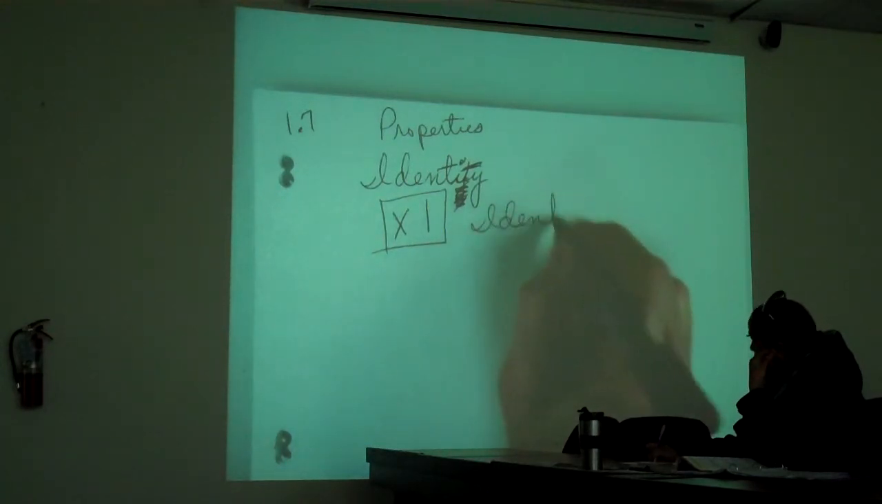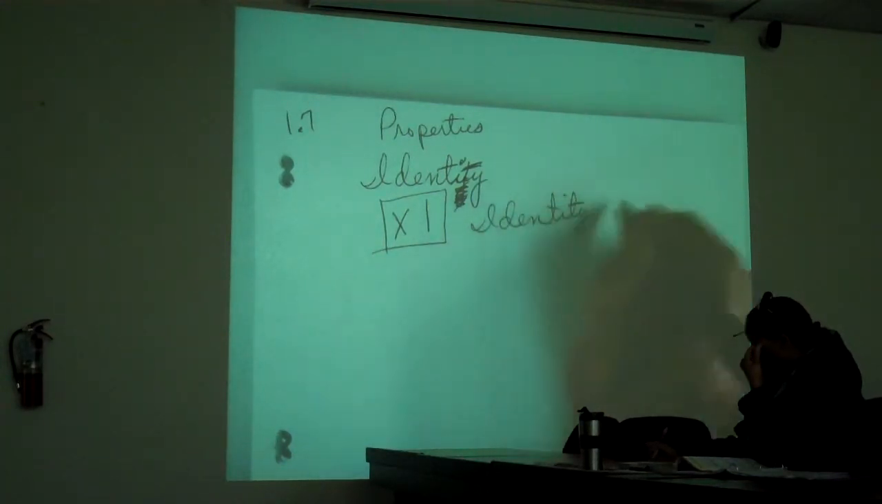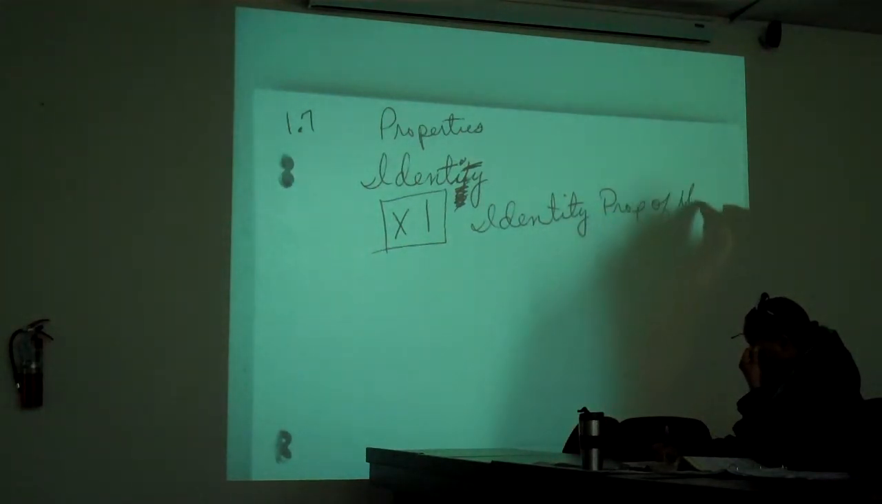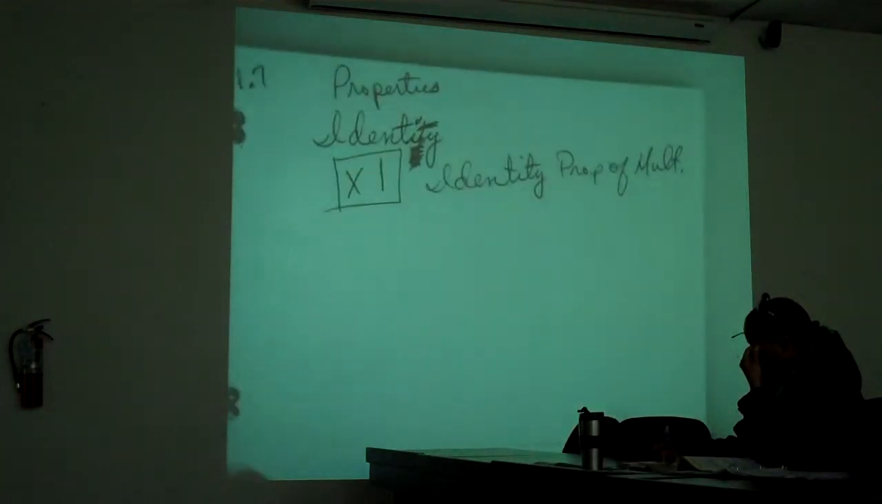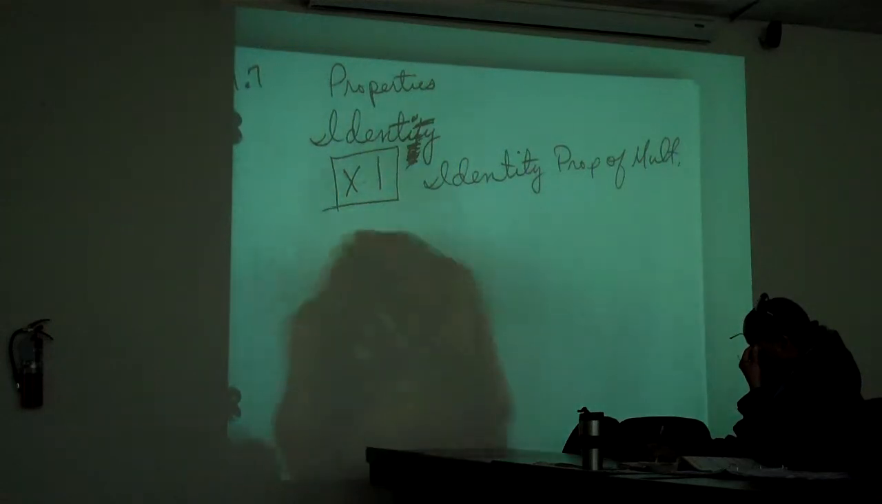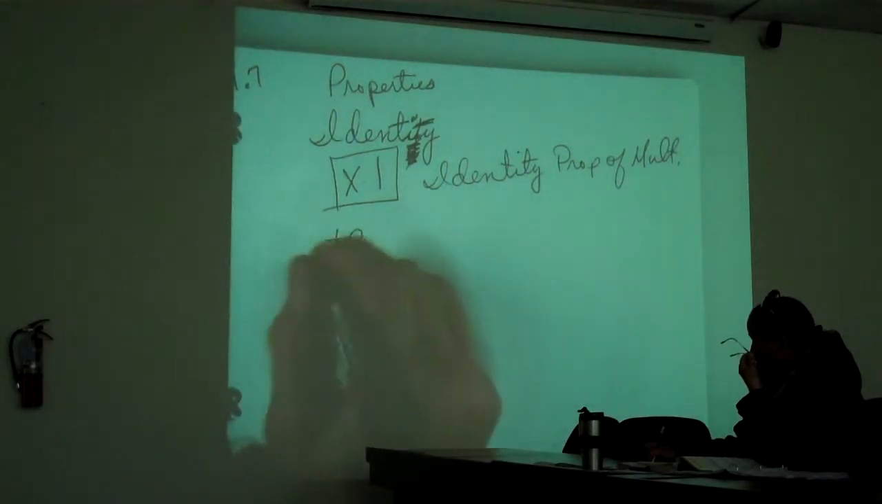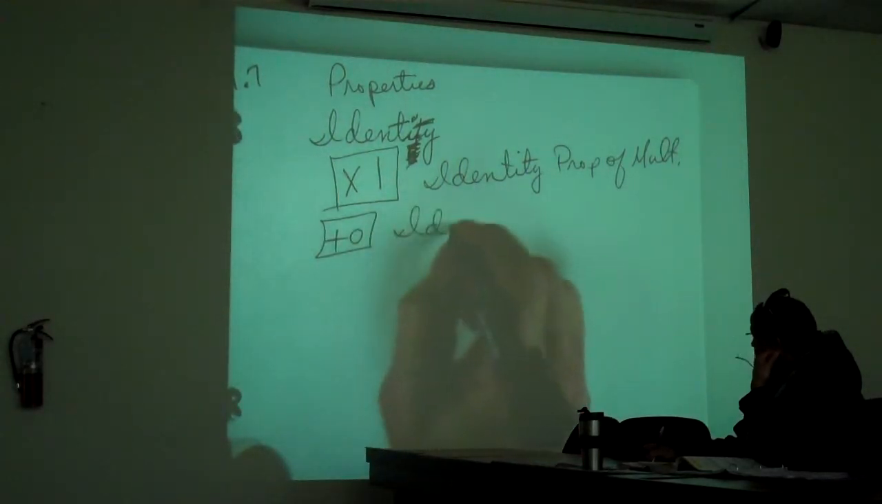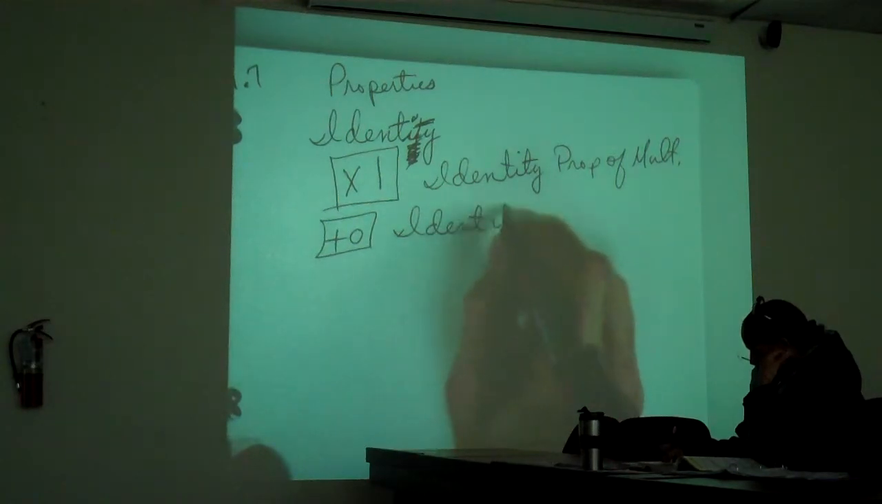Let me see if I can spell it right this time. Identity property of multiplication. Okay? And what could you add to a number that wouldn't change it? 0. Adding 0 to a number is your identity property of addition.